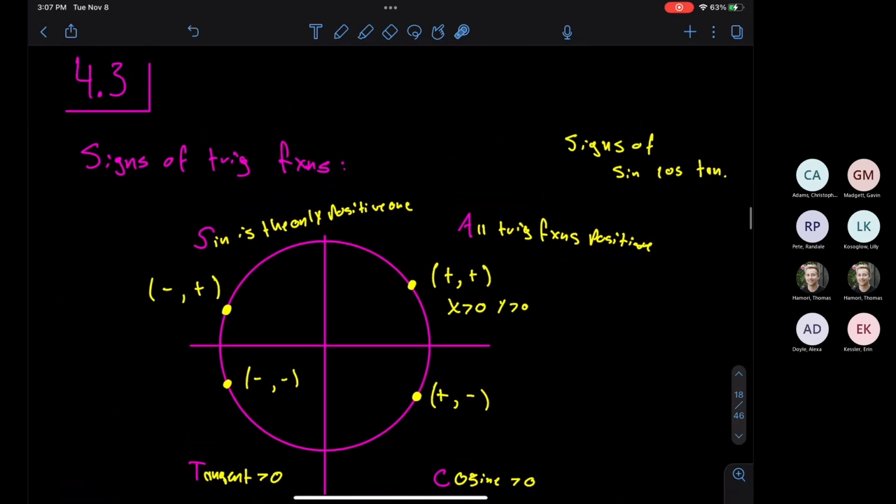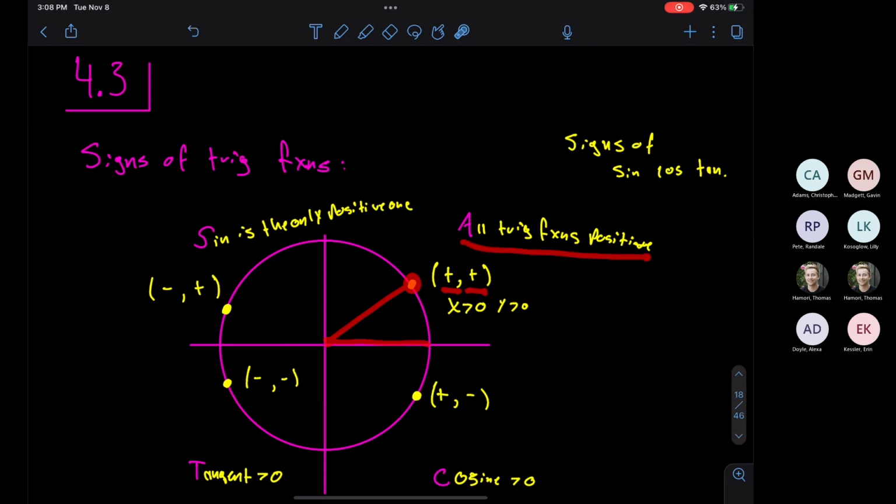So then we learned about the signs of the trig functions. And here I use the word sign with a G-N, whereas sine with an E is the trigonometric function. So when I say sign, I'm talking about positive or negative. So if we have an angle which points at a point in the first quadrant, that point has a positive x-coordinate, positive y-coordinate. Therefore, all of the trig functions will be positive.